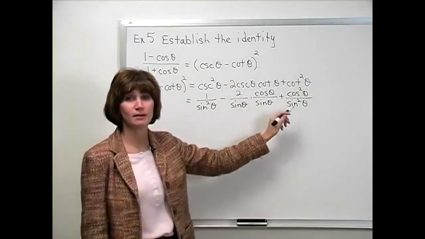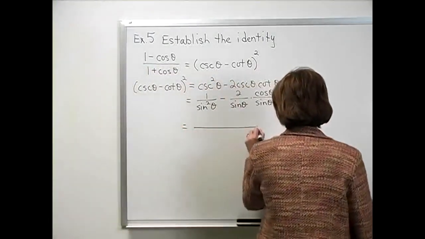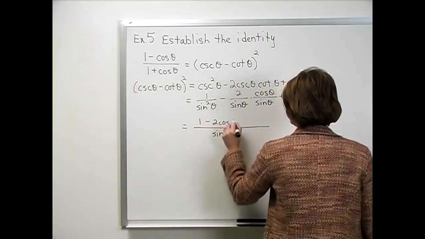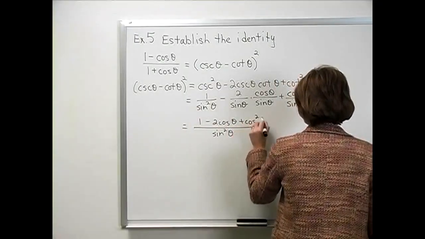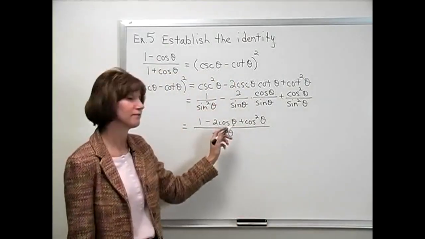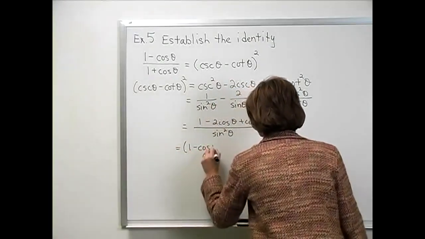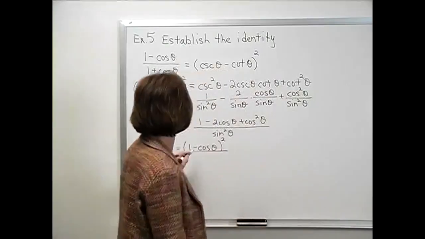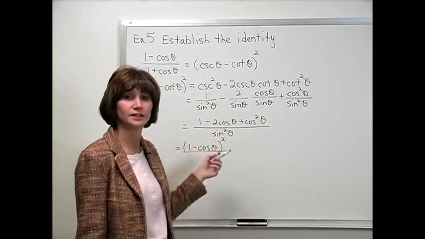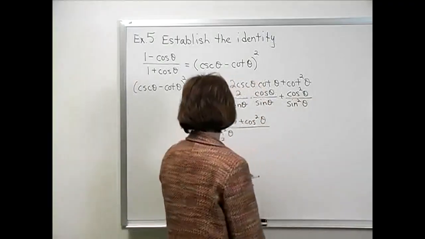Notice that each of the denominators is sine squared theta, which means we can combine the numerators. We'll have everything over sine squared theta. So we have 1 minus 2 cosine theta plus cosine squared theta. Now look at the numerator. You should notice that it factors into 1 minus cosine theta quantity squared. Now looking at the other side, which is always my guide, I see cosines. Remember, you can always write sine squared theta in terms of cosine squared, because sine squared is 1 minus cosine squared. So now we're almost there.